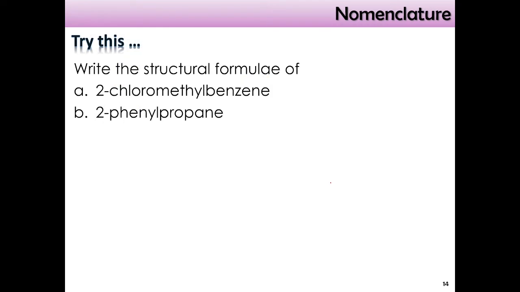Okay, so let's try. Write the structural formula for 2-chloromethylbenzene. Okay, for you to draw this easier, draw the parent chain first. Okay, the same for this one. Draw the parent chain first. If you have 2-chloromethylbenzene, okay, draw the benzene first. So benzene is like this. Benzene. And you have methyl. Okay, methylbenzene. Methylbenzene is the parent chain. And you have carbon number 1. So this is carbon number 2. And you have Cl. So this is the structure for 2-chloromethylbenzene.